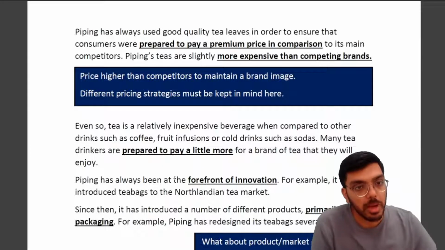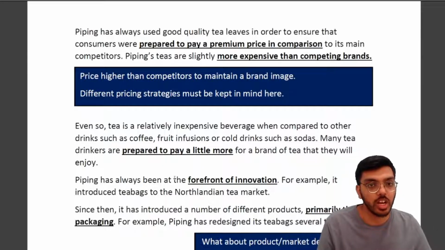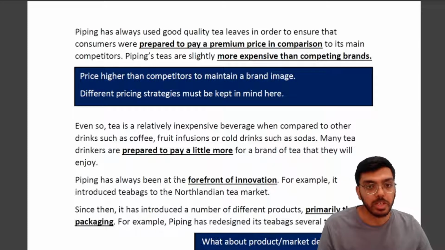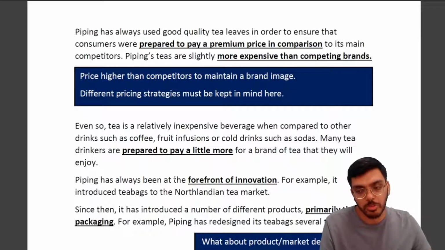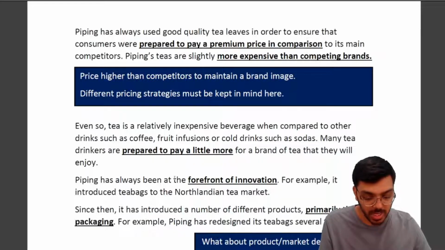Moving on, piping has always used good quality tea leaves in order to ensure that the customers are prepared to pay a premium price in comparison to anyone else. Piping teas are slightly more expensive than competing brands. So our price is higher than competitors to maintain our brand image. So your different pricing strategies have to be kept in mind here.